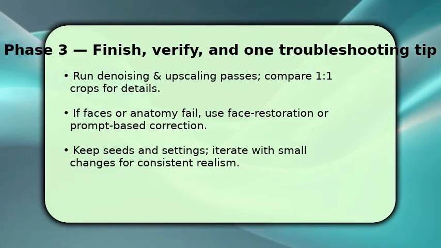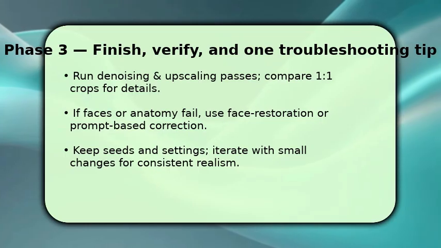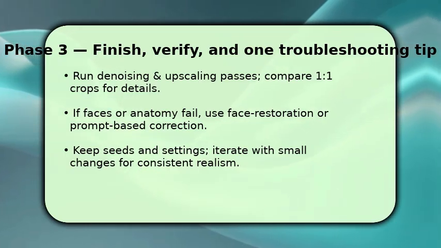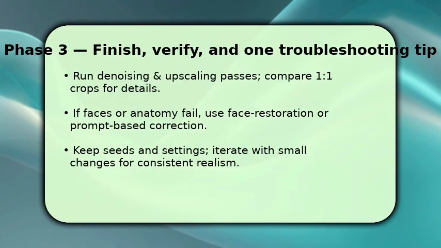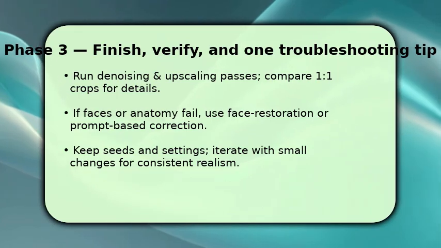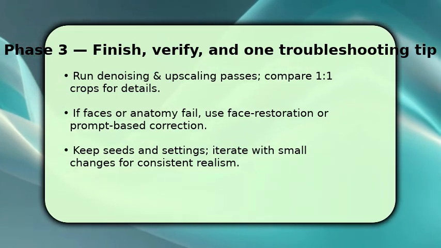and now finish the image and check details closely. Run denoising and 1 or 2 upscaling passes, then inspect crops for fine texture and edges. If faces, hands, or anatomy look off, apply face restoration, try IM2 with a low denoise, or refine prompts focusing on anatomy and camera distance.